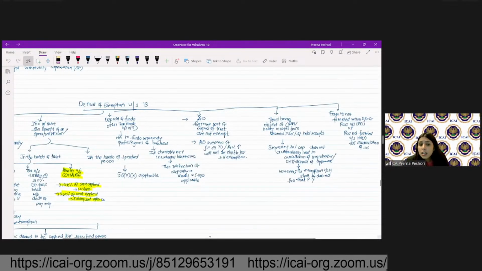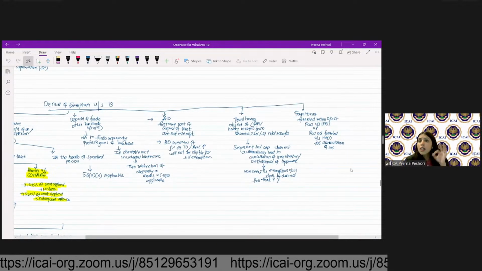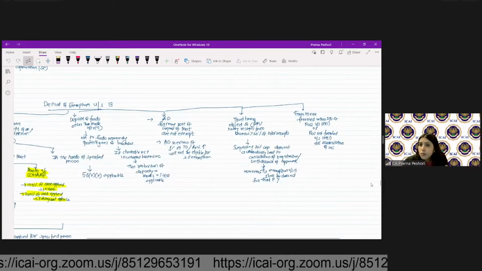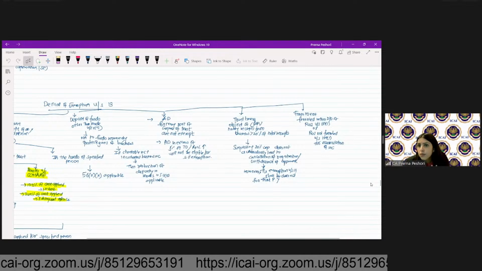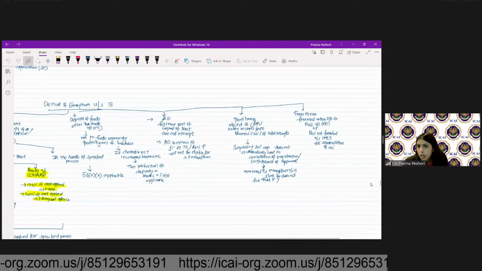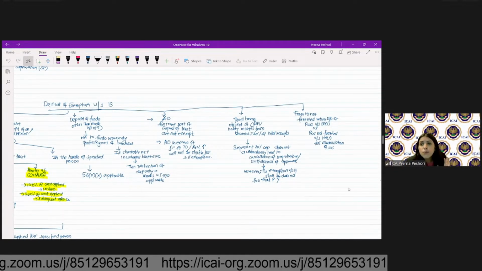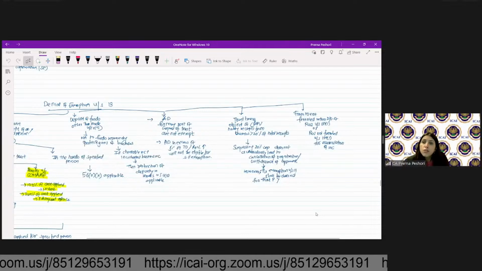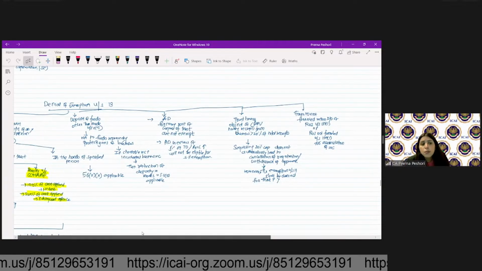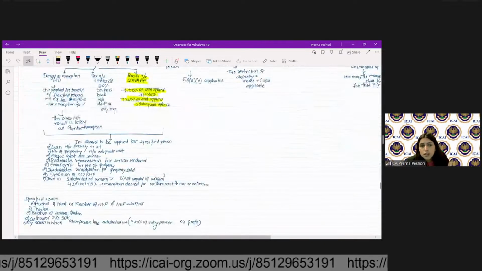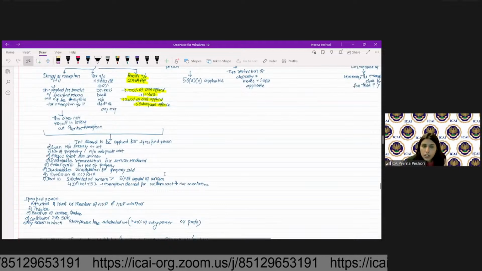Then secondly, the Form 10 is not filed within the due date of the return of income. Are we clear? Or the return of income is not filed for accumulation of income. So then in that particular case also you will be denied the exemption under section 30. Are we clear?